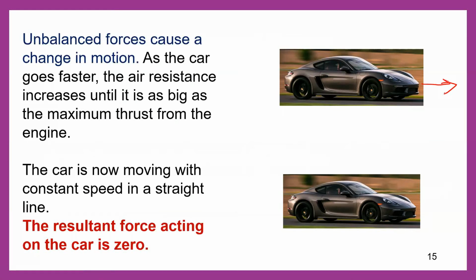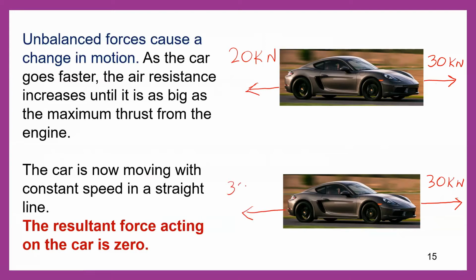If you look at the amount of the forces acting on this car, the forward force acting on this car is 30 kilonewtons, and the backward force acting on that car is only 20 kilonewtons, so that car is accelerating. But after some time, if the forward force is 30 kilonewtons and the backward force is also 30 kilonewtons, in that case, the resultant force acting on the car is 0.